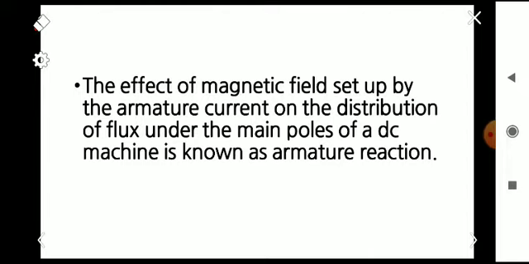As we know, the armature reaction is the effect of the magnetic field set up by the armature current on the distribution of flux under the main poles of a DC machine. It is called armature reaction. Actually, it is the effect of the armature flux on the main field flux. That is the armature reaction.